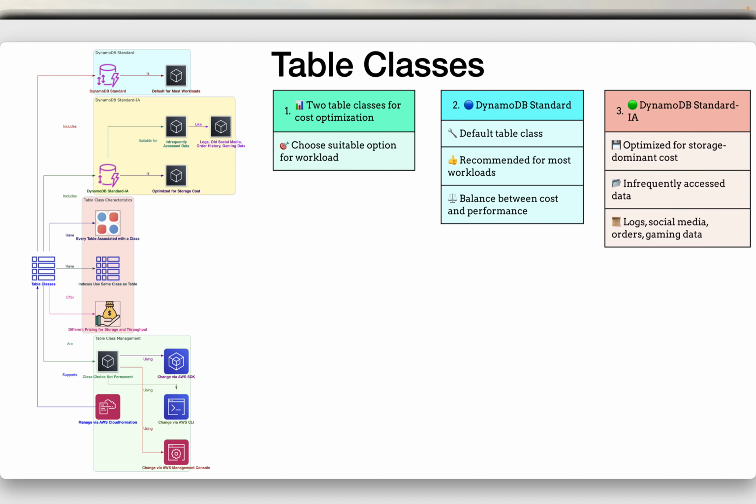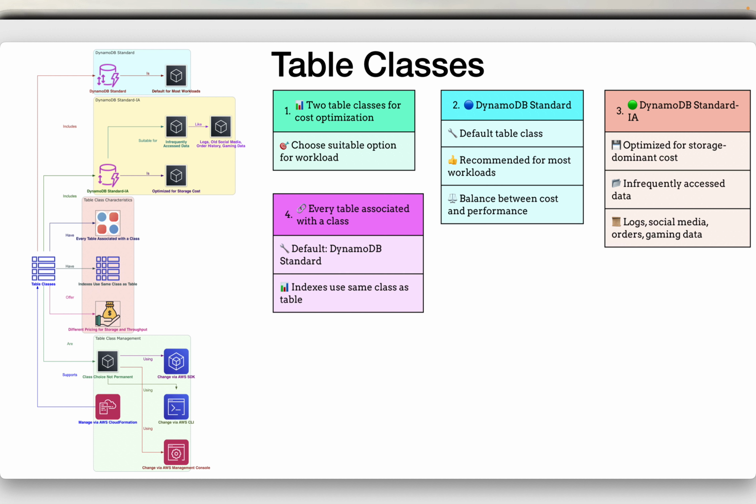Then you have the DynamoDB Standard Infrequent Access, Standard-IA table class, which is optimized for tables where storage is the dominant cost, such as those storing infrequently accessed data like application logs, old social media posts, e-commerce order history, and past gaming achievements. Every DynamoDB table is associated with a table class, with DynamoDB Standard being the default.